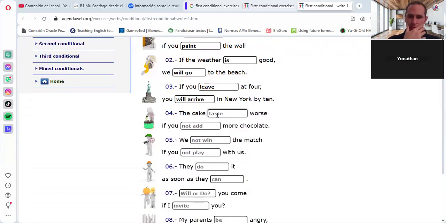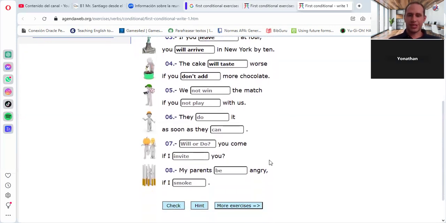The cake does worse. No, no, no. The cake will taste worse if you not add more chocolate. Remember, present simple: if you don't add more chocolate. Okay, thank you. We will not win the match. I guess it's better to use won't.